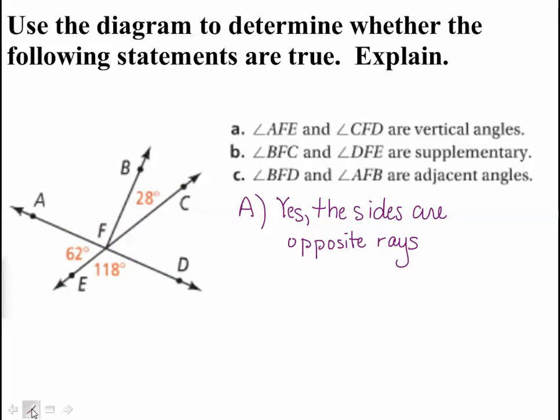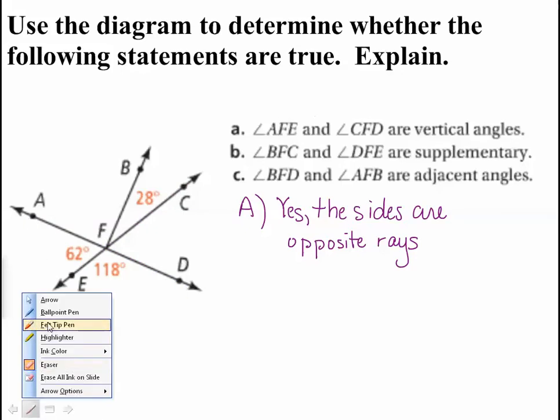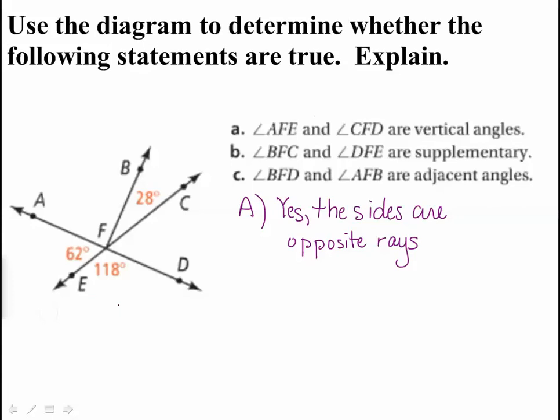Now let's look at letter B. Letter B says angle BFC, which is the angle that's measured 28 degrees in this picture, and angle DFE, which if we trace DFE is at the bottom, and that's 118 degrees.